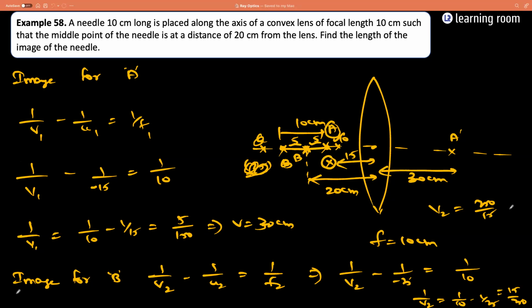250 by 15 is how much? 50 divided by 3. So here you will get 50 by 3, and here you will get 30. So 50 by 3 minus 30 is going to give you the answer.